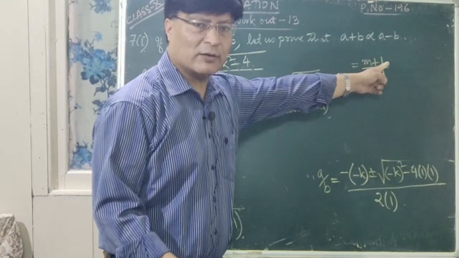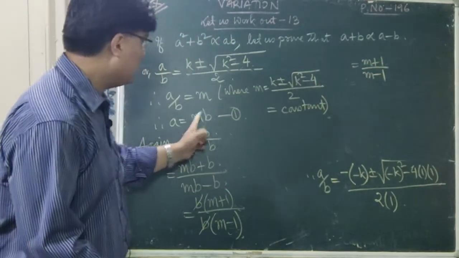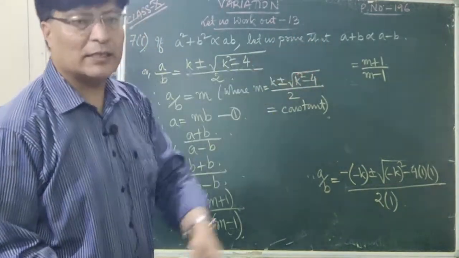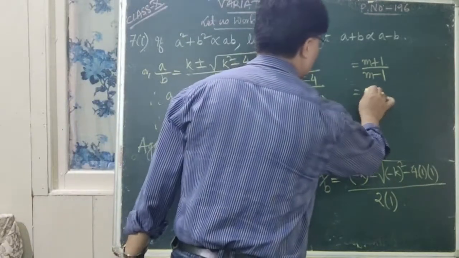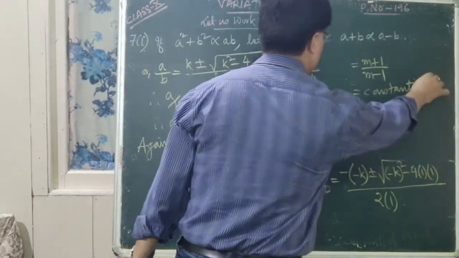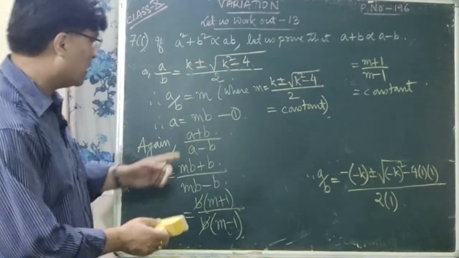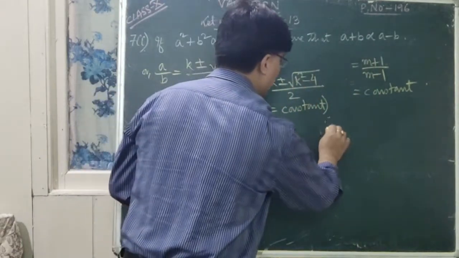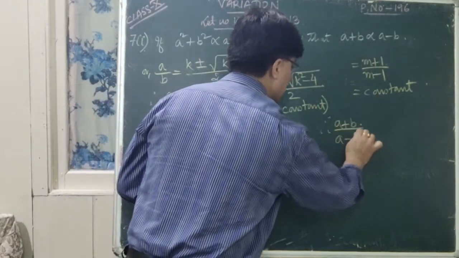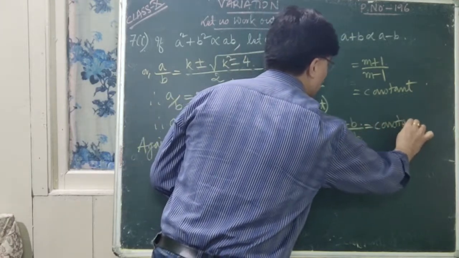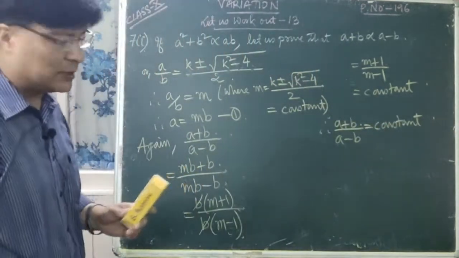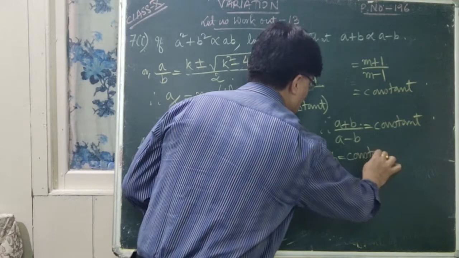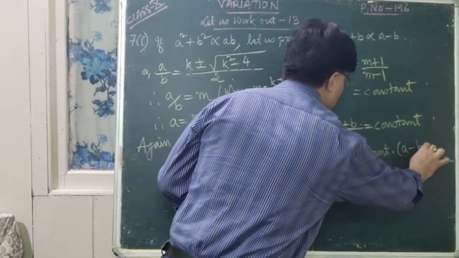So in this case, plus 1 is a constant, minus 1 is also constant. What is M here? M is equal to constant. So this whole term, that is M plus 1 divided by M minus 1, is also constant. Is that clear? Therefore A plus B divided by A minus B is equal to, this is your constant. Now you can do cross multiplication. Therefore A plus B is equal to constant into A minus B.